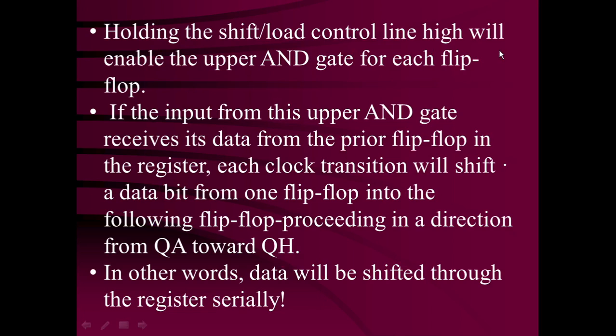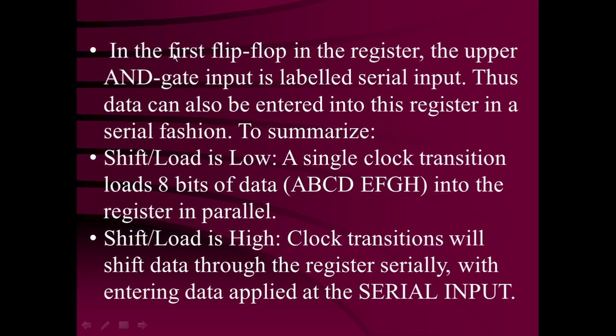Holding the shift load control line high will enable the upper AND gate for each flip-flop. The input of this upper AND gate receives its data from the prior flip-flop in the register, so each clock transition will shift a data bit from one flip-flop to the next, proceeding in the direction from QA toward QH. In other words, data will be shifted through the register in a serial fashion. In the first flip-flop in the register, the upper AND gate input is labeled serial input, pin number 1. Thus, data can also be entered into this register in a serial fashion.